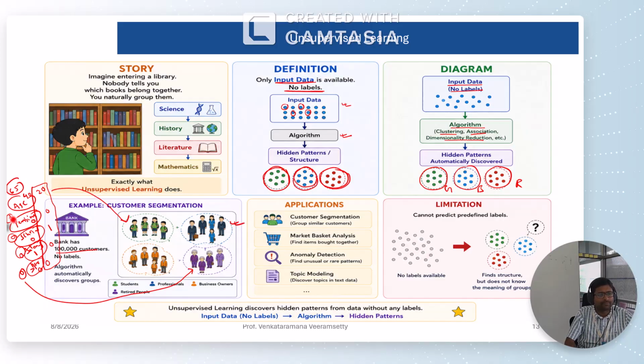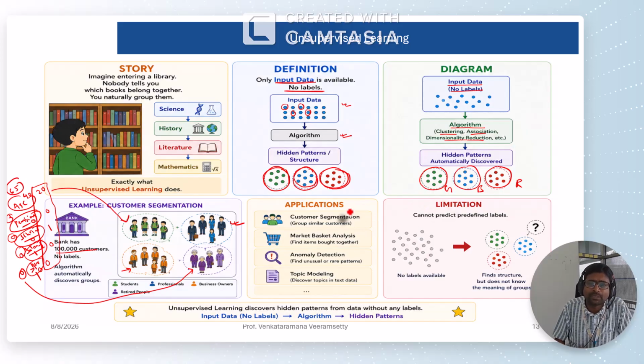Similarly, if the age is around 40 or 50, and they are not getting a pension, scholarship, or salary, but the turnover is more than 1 crore, then maybe that type of people are grouped as business owners. So based on the similarities, with no labels and no one telling you, based on the similarities between the input parameters, the customers are clustered into multiple categories. This is the example for unsupervised learning.